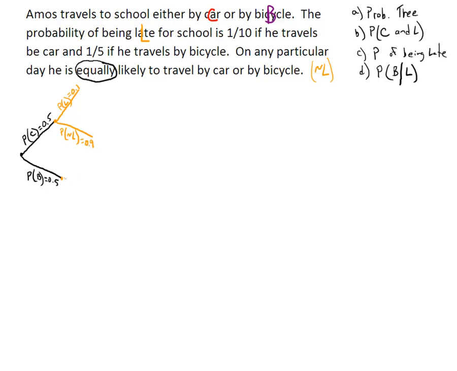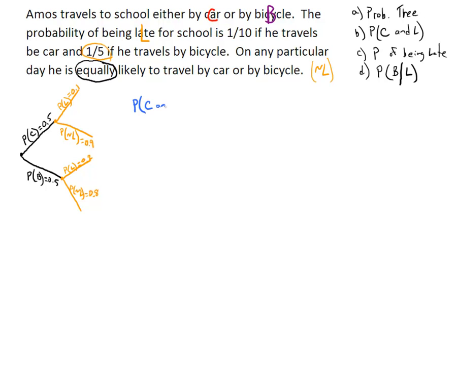And now we have to say, okay, let's say he took his bike. If he took his bike, what's the probability that he was late? And we see that's 1 over 5 if he travels by bicycle, so that's 0.2. And then the probability of not late, well, that's everything else, 0.8. All right, so there's our probability tree for this situation. Amos first needs to decide what he's going to take to school, and then is he late or not late.